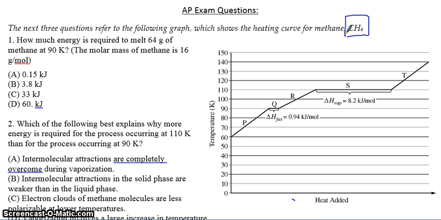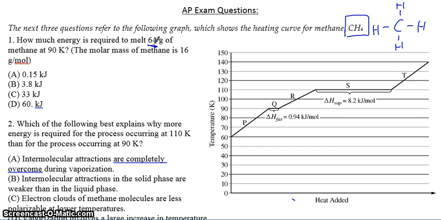Right away, recognize that CH4 is a nonpolar substance, so it should have pretty weak intermolecular forces. It's also a pretty small molecule. And we have a heating curve for it. Remember the 5 parts of a heating curve: heating the solid, melting, heating the liquid, boiling, and then heating the gas. The first question asks us how much energy is required to melt 64 grams of methane at 90 K.